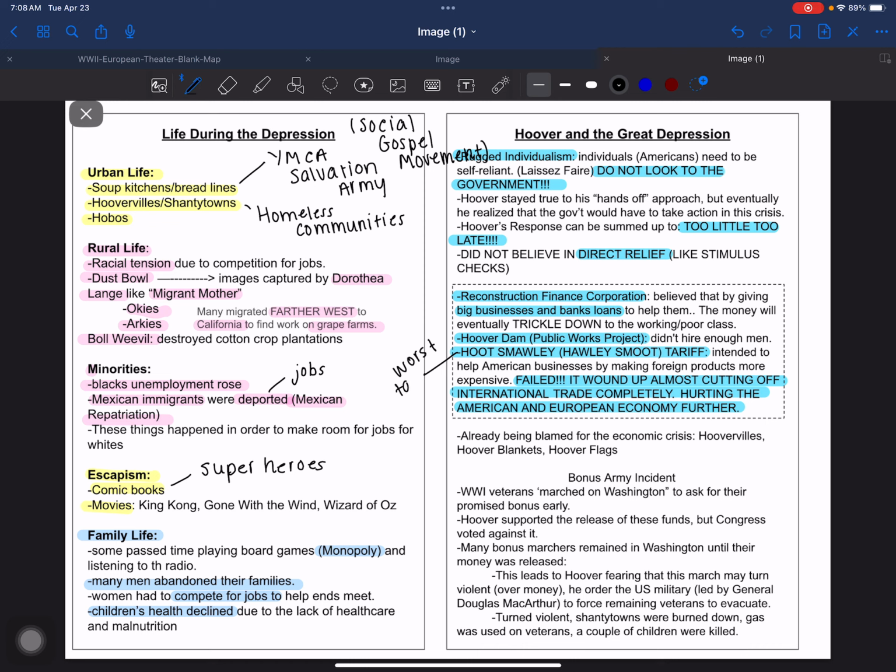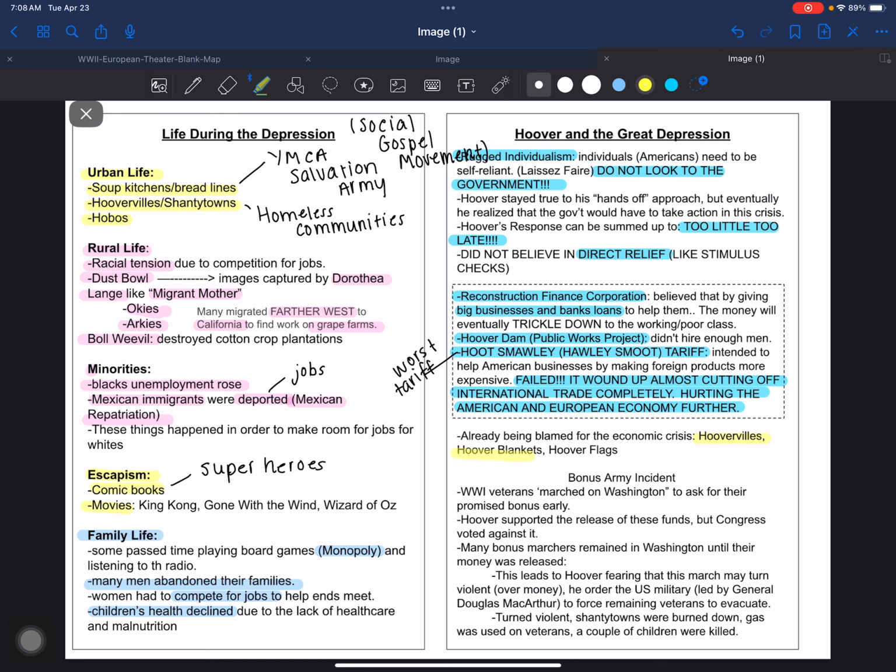This is the absolute worst tariff in American history. Worst timing, things like that. Hoover, of course, being blamed. You may be familiar with the things that they nicknamed the Hoovervilles, which were the homeless communities, the shanty towns.